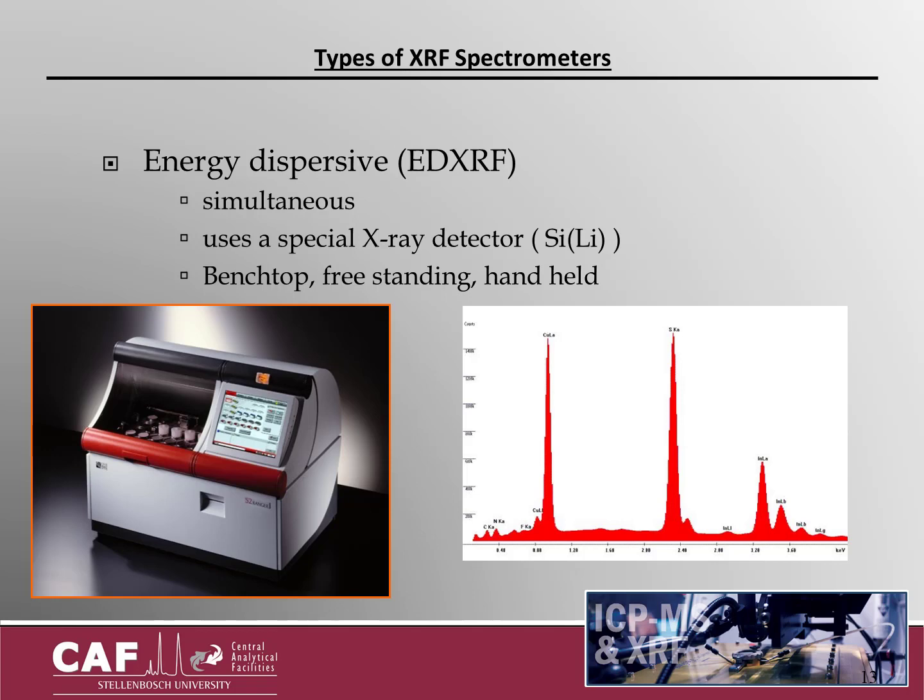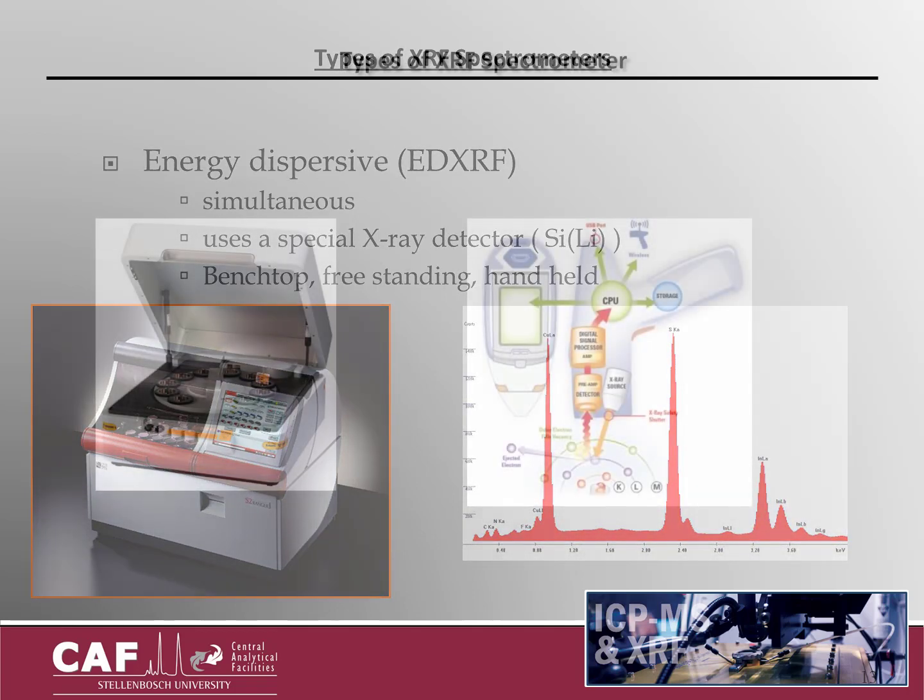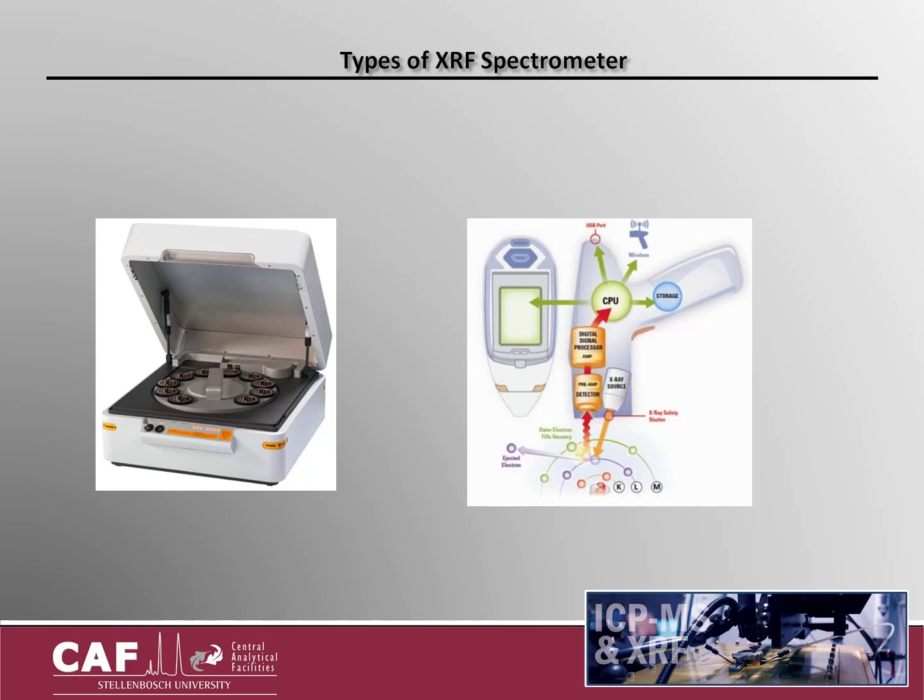The EDX is usually smaller than the WDX. It can measure all elements simultaneously and uses a special X-ray detector that gives a distribution of voltage pulses proportional to the energy of the photons. The EDX instruments can range from a rather large floor-standing instrument to a small, more compact benchtop instrument. A compact handheld instrument is also available, which serves as a very convenient, quick screening tool.